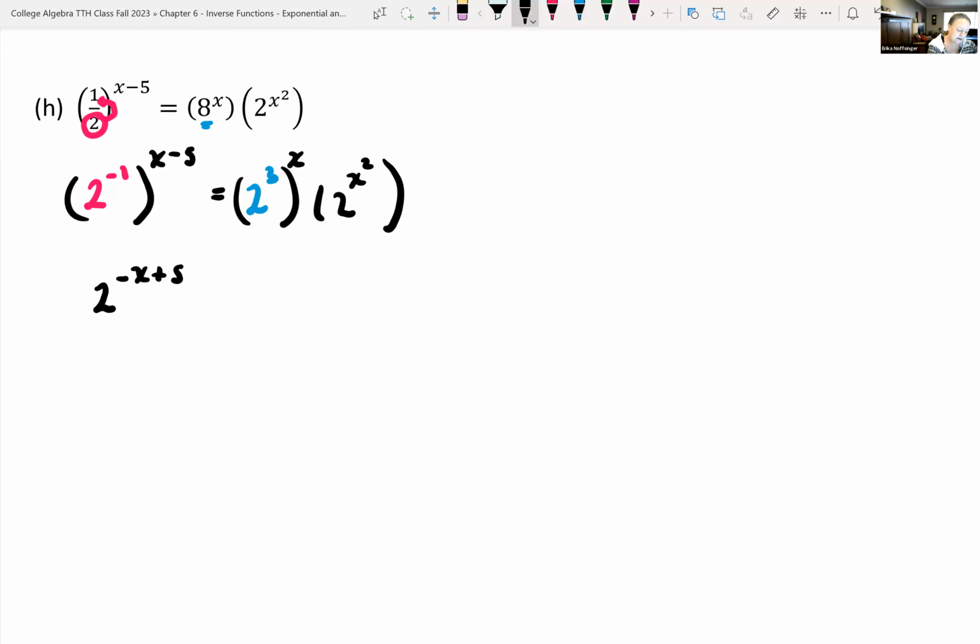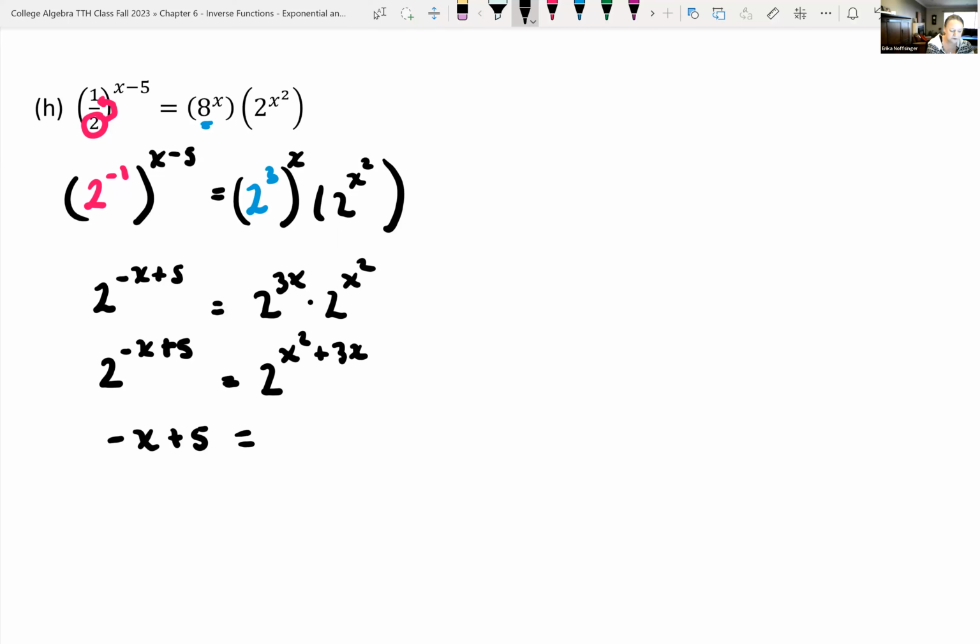I'll distribute that negative sign. It is equal to 2 raised to the 3rd power raised to the x power, which is the same thing as 2 raised to the 3x power times 2 raised to the x squared power. So we have 2 raised to the -x plus 5 power is equal to, same base multiplying, we add our exponents. So this would be 2 raised to the x squared, and 3x are not like terms, so rewriting it in descending order of power, x squared plus 3x. Manipulated the bases to be the same, so we're going to set our exponents equal to each other and solve.